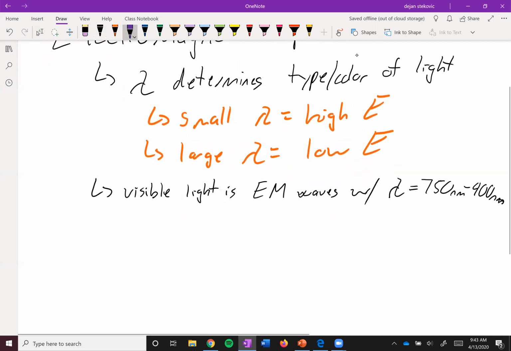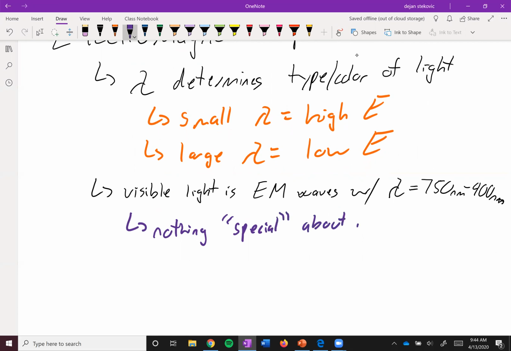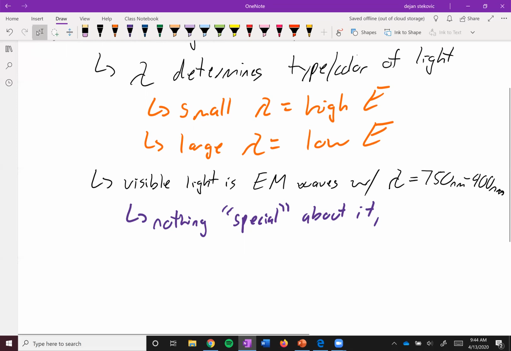And overall, there's nothing special about visible light. It's just that we have kind of built-in sensors to be able to see it. So we have eyes that can see visible light, but there are some other animals that can see non-visible light. And of course, we have instruments to see other types of light, like night vision, heat vision, that kind of stuff. So nothing special about visible light.